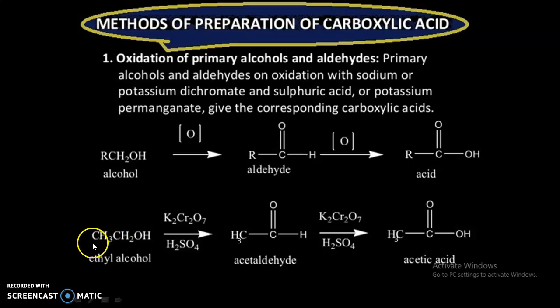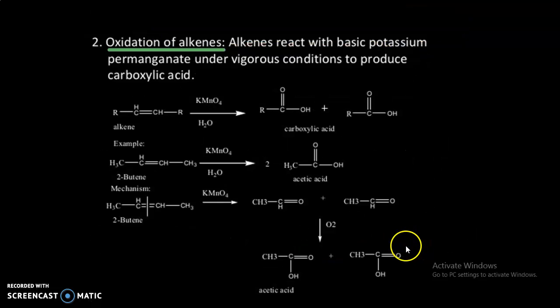So this is the example: ethyl alcohol, by using potassium dichromate and H2SO4, gives acetaldehyde, which on further oxidation gives acetic acid. Simple reaction.